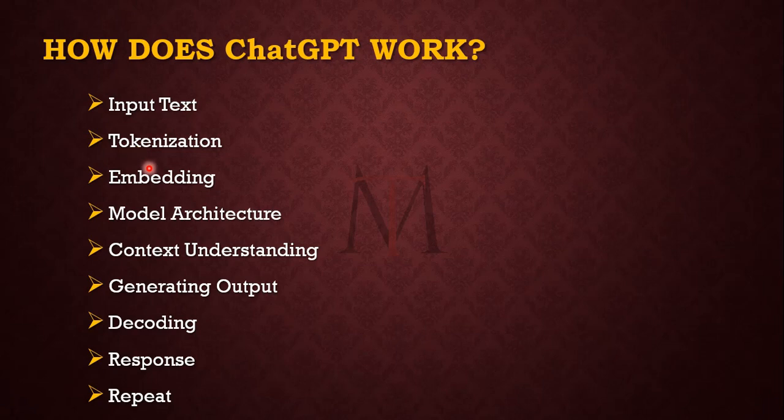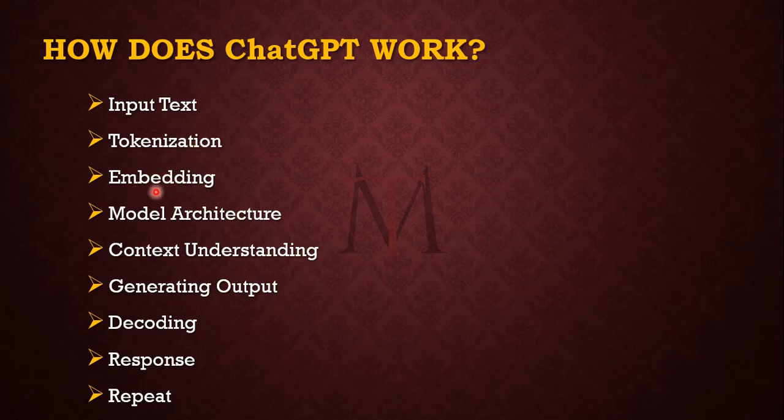The second one is tokenization. The input text is divided into smaller units called tokens. Tokens can be as short as one character or as long as one word. This process breaks down the input text into manageable pieces that the model can work with, right?